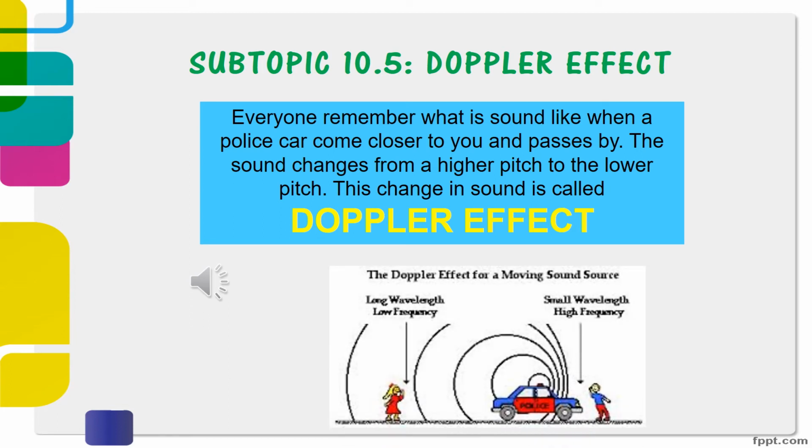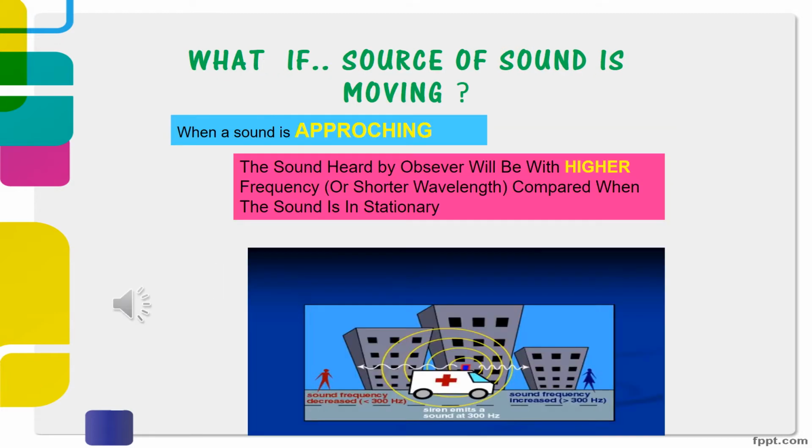Subtopic 10.5, Doppler Effect. Everyone remember what it sounds like when a police car comes closer to you and passes by. The sound changes from a higher pitch to a lower pitch. This change in sound is called the Doppler effect. What happens if a source of sound is moving?